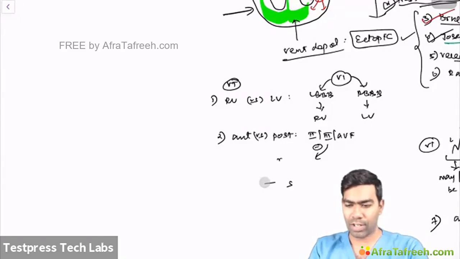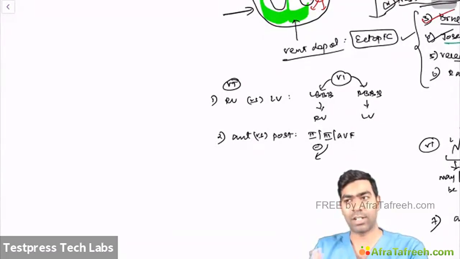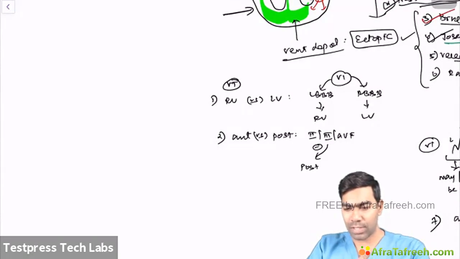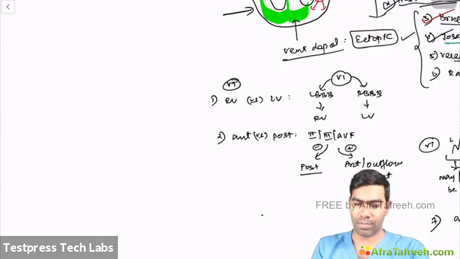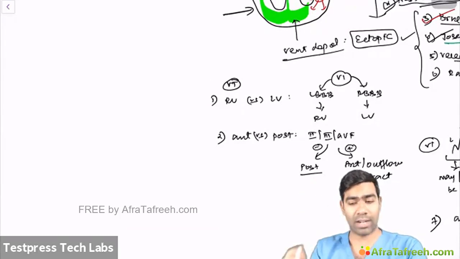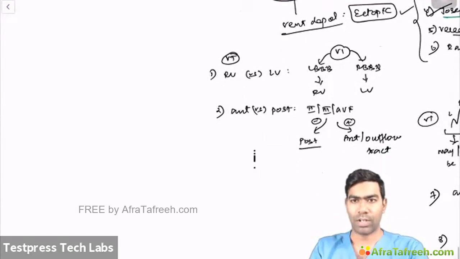That is the sign of a left anterior fascicular block, which means a posterior conduction in an anterior fascicular block causing a negative complex in 2, 3, aVF. So this is a posterior conduction, which means it's a posterior surface origin. If 2, 3, aVF is positive, it must be anterior or probably even an outflow tract VT. Anterior outflow tract VT will usually have a positive 2, 3, aVF. So that knowledge about the left anterior fascicular block will help you here also.